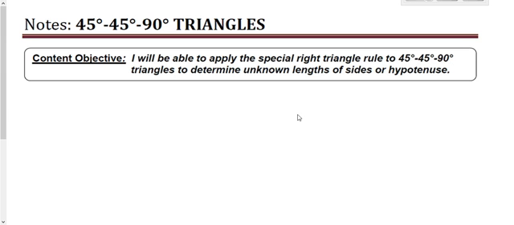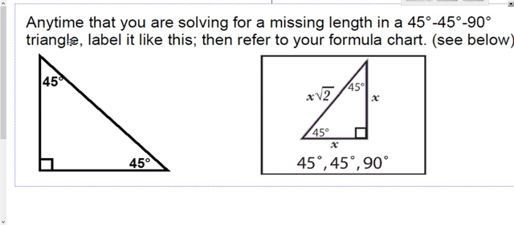And you'll see that we can find missing sides even if we only know one side length. We can find the other two. Anytime you're solving a missing length in a 45, 45, 90 triangle, you're going to label it like this, then refer to your formula chart. See below. Here's what it would look like on a formula chart.